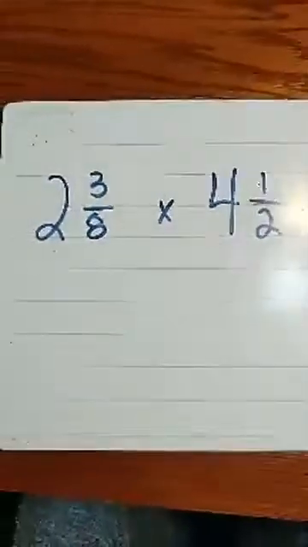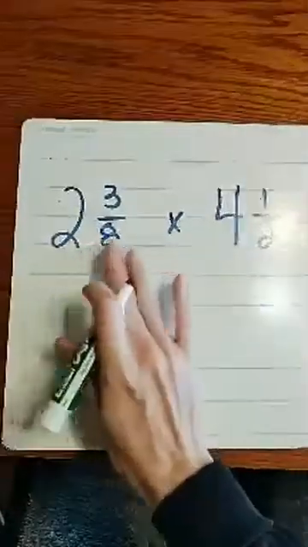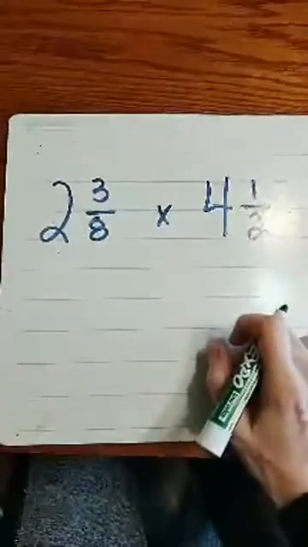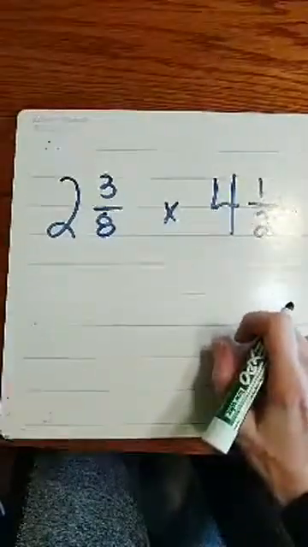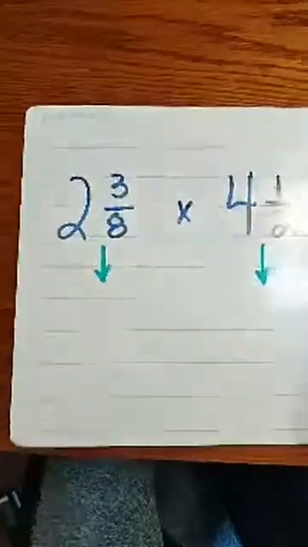Okay, I have my problem here. 2 3/8 times 4 1/2. Okay, well I can't just start multiplying right now because I've got to take care of some stuff first. We cannot multiply numbers when they're in the mixed form. We have to make them into improper fractions first, which is something we worked on in a previous lesson.